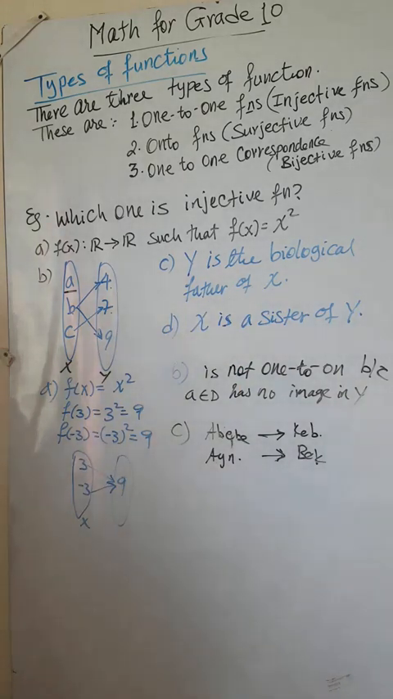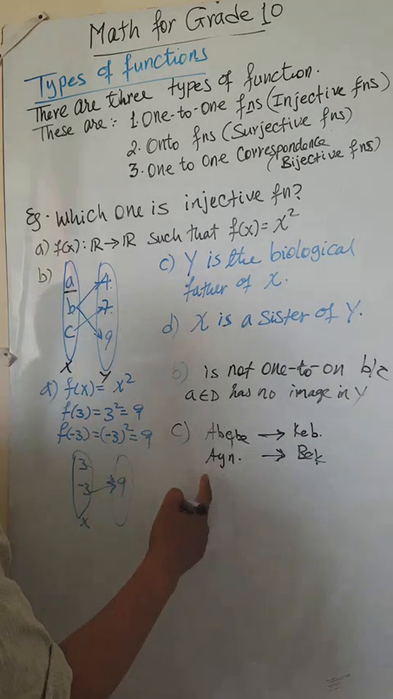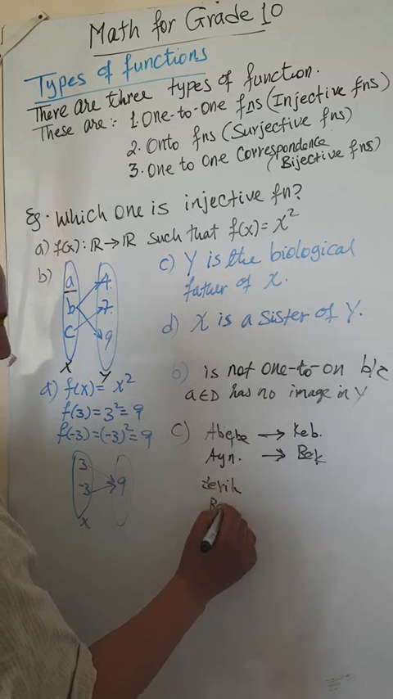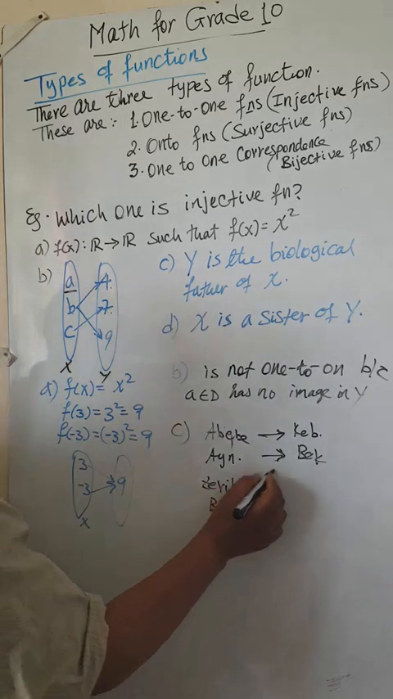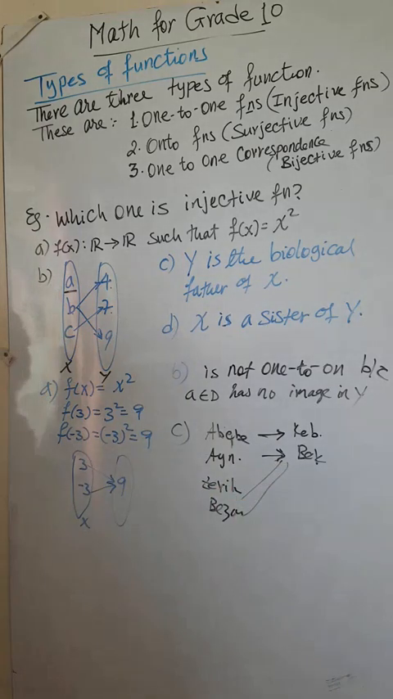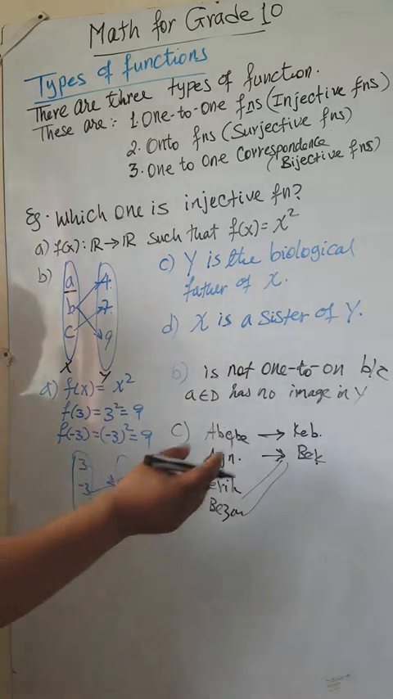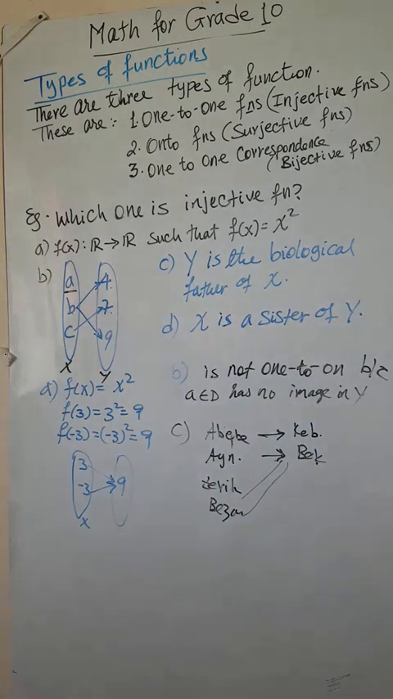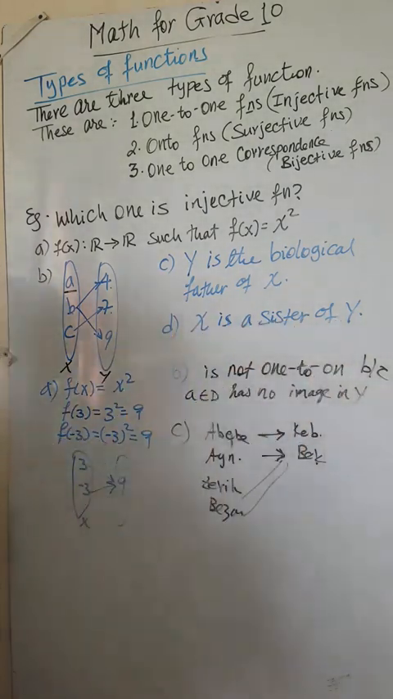But the problem is when it comes to 1-to-1. Now Abebe, Aynalem, Zerihun, Beza: the father of all of these can be Bekele. Okay, it's a function, but it's not a one-to-one function. If Mr. Bekele has four children, they can all have the same father. So still, X is a sister of Y.